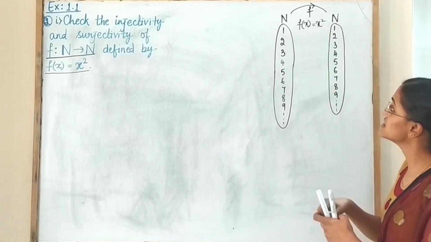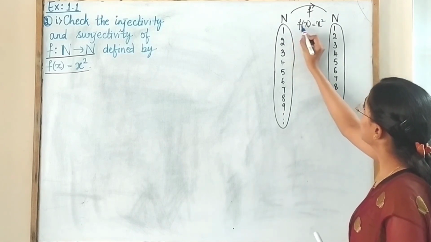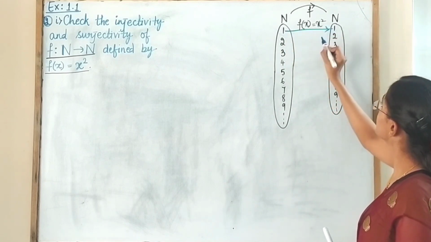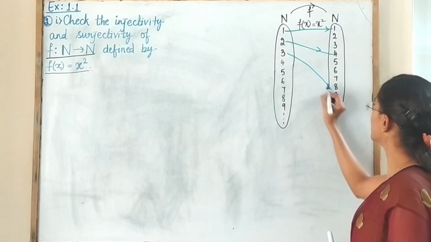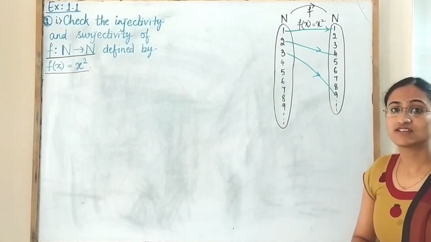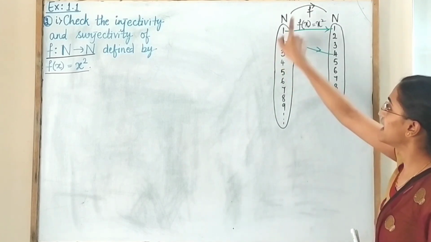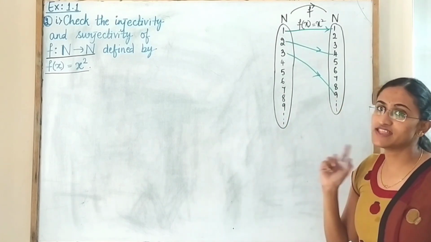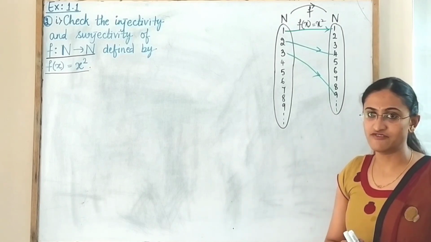According to the definition, if you are going on mapping, then f of 1 square will be 1 itself, then 2 square 4, 3 square 9, and it goes on, right? Now, is the function a 1-1 function? Of course, yes. Why? Because every element in the domain has a unique image in the codomain, and hence you can prove that this function is a 1-1 function.